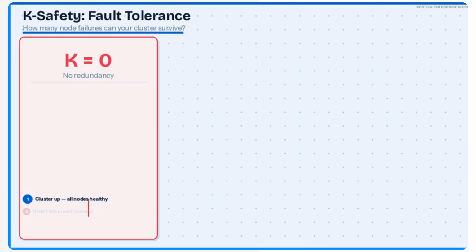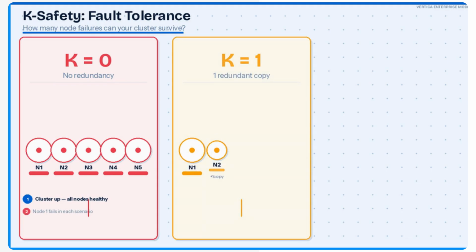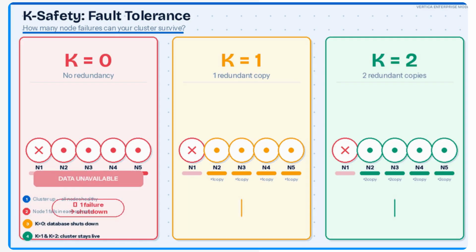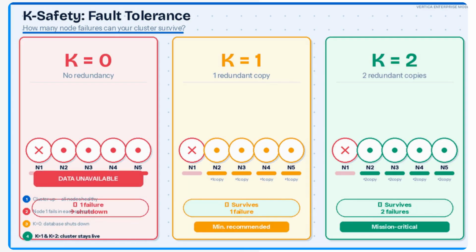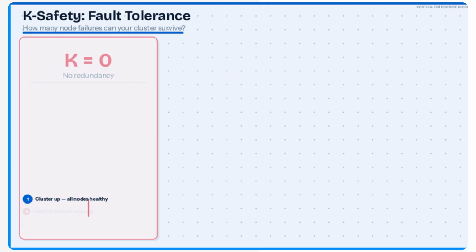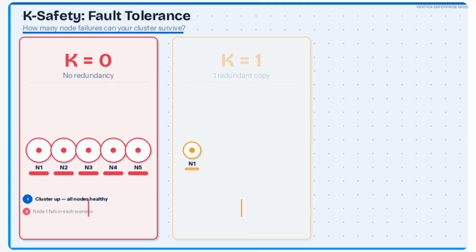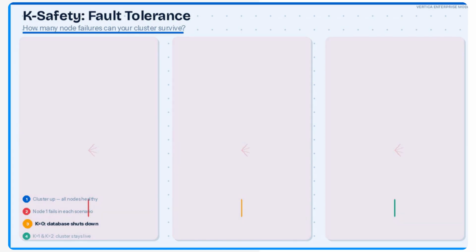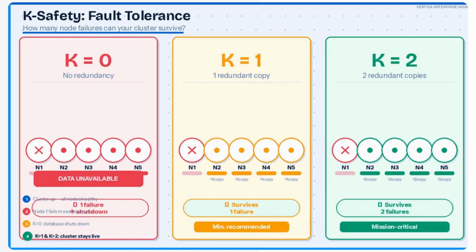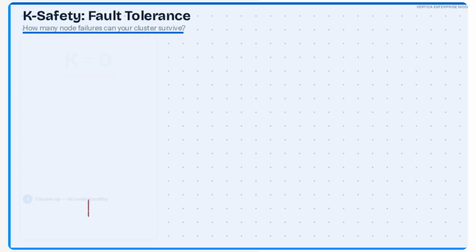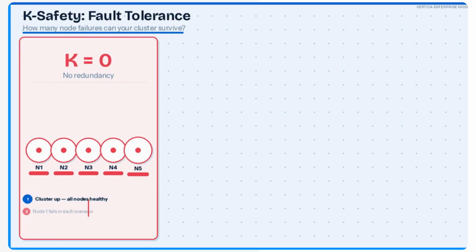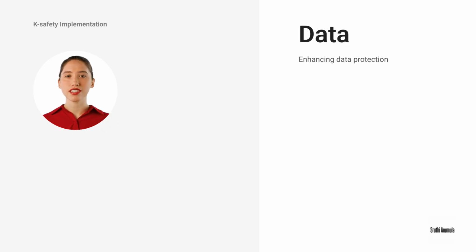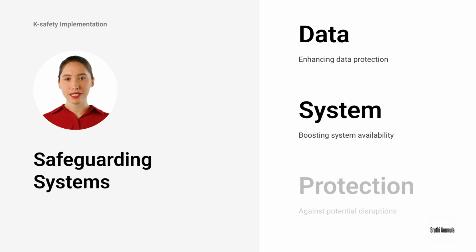That's why Enterprise Mode supports data redundancy through K-safety. K-safety defines how many node failures your cluster can tolerate without losing data or availability. K-value 0 means no redundancy. A single node failure can bring down the database. K-value 1 means every piece of data has one additional copy on another node. You can lose any one node and stay operational. K-value 2 means 2 redundant copies. The cluster survives 2 simultaneous node failures. For most production deployments, K-value 1 is the minimum recommendation. By implementing K-safety, we enhance both data protection and system availability, safeguarding against potential disruptions.